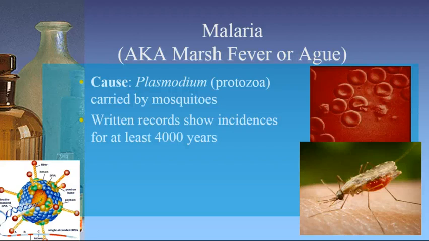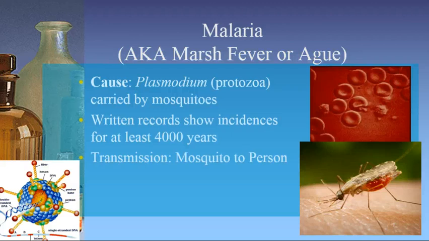Written records show that we have confirmed cases of malaria for at least 4,000 years. However, it's probably been endemic to the population. We already talked about what endemic was. It's been endemic to the population for probably the last 8,000 years or so. And we know that it's been around for about 50,000 years.